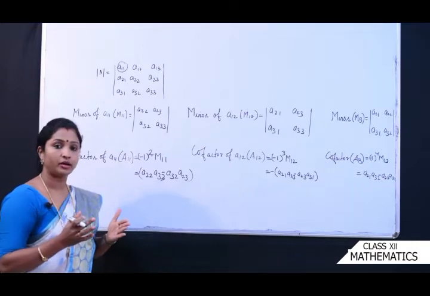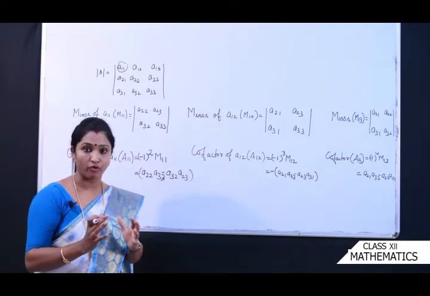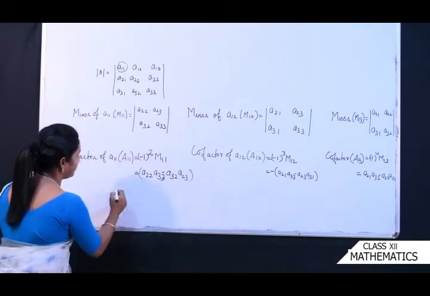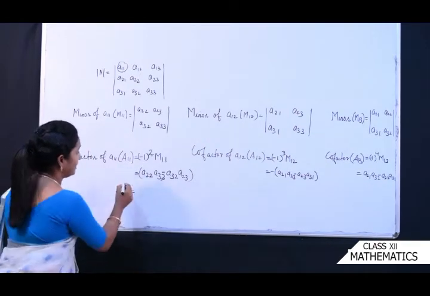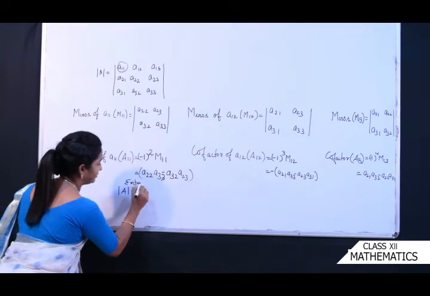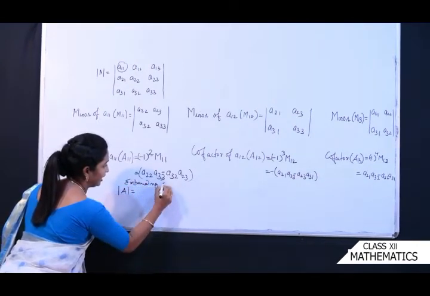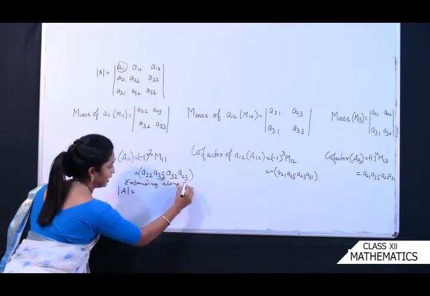नाउ टू फाइंड द डिटर्मिनेंट यू हैव टू कंबाइन ऑल द कोफैक्टर्स. हाउ यू आर गोइंग टू कंबाइन इट? आप यहाँ पे कैसे निकालेंगे डिटर्मिनेंट? जस्ट लुक एट हियर. Now here I am expanding along R1.